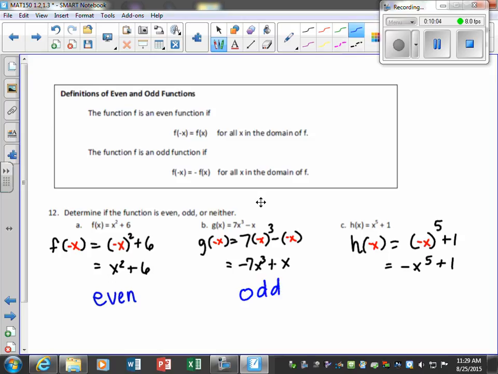And we look at the last one. The first term is opposite in sign, negative x to the fifth. This was positive, but this one's the same. So if it's not exactly the same nor exactly opposite, then we say neither. So this one's neither.